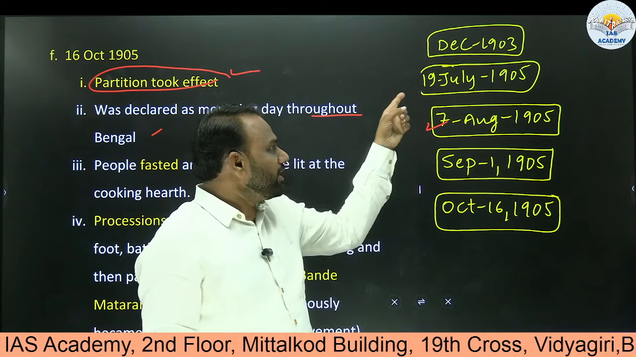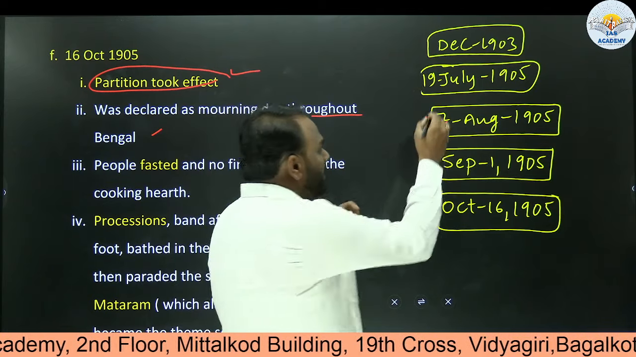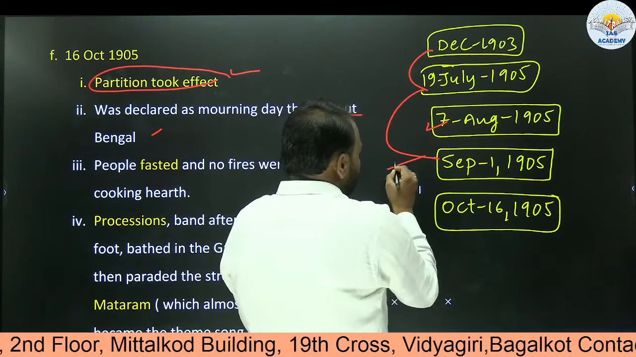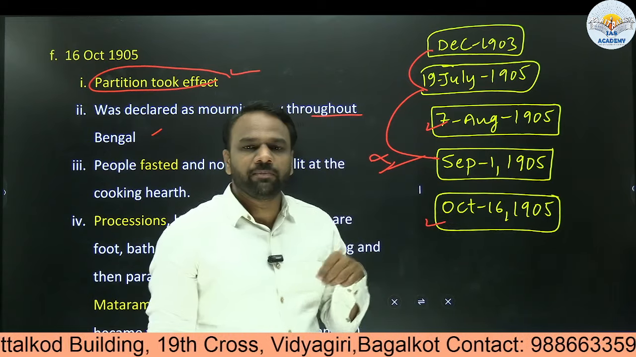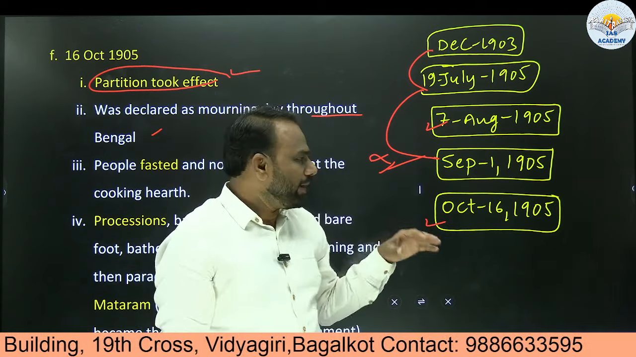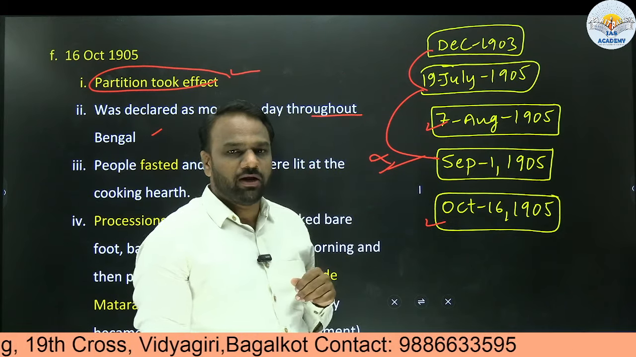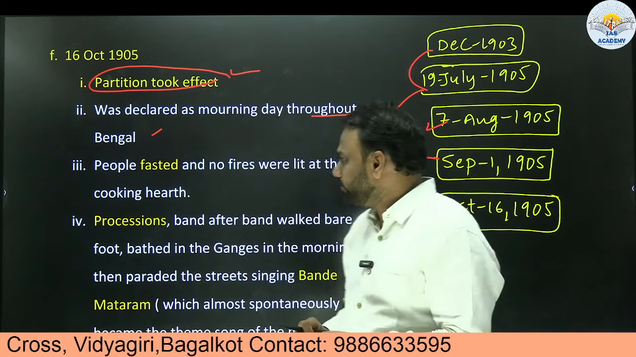Next, these 3 dates can be ignored. Next is October 16, 1905. Again, it's an important date because the actual partition of Bengal took place on this particular day. Okay, important.